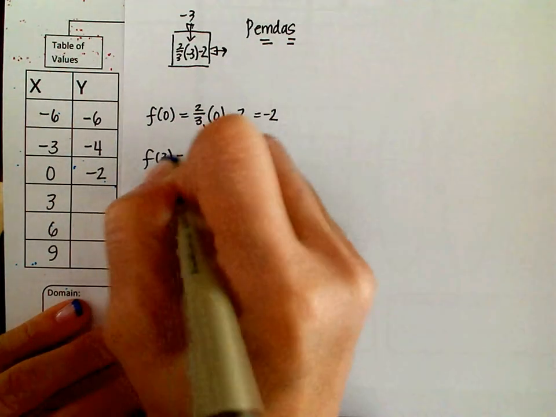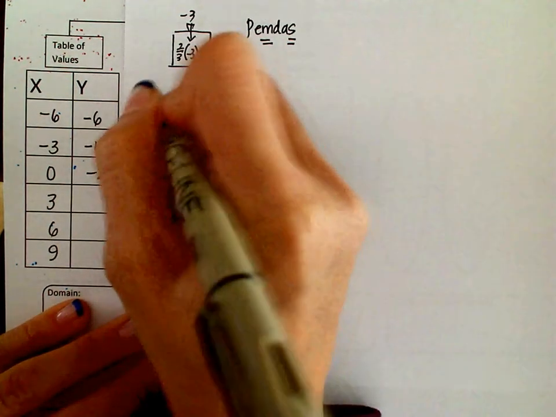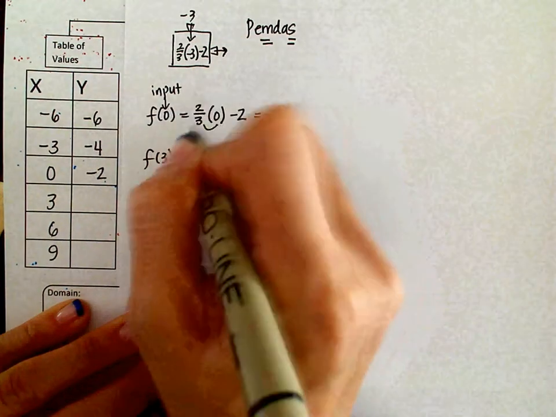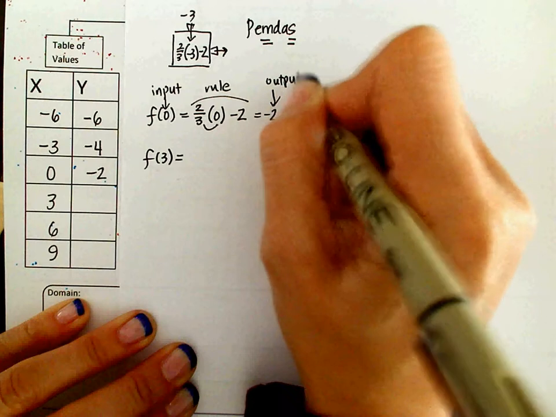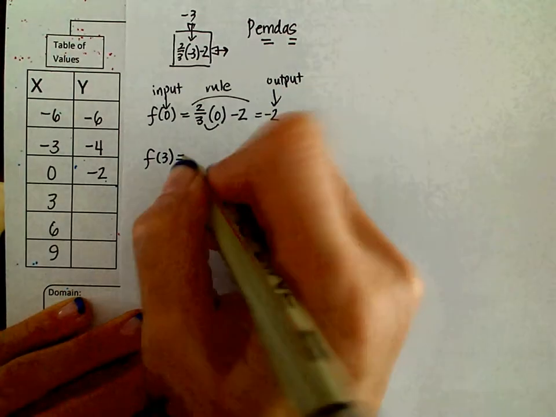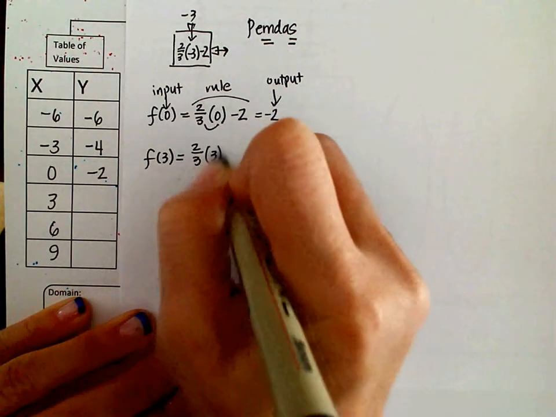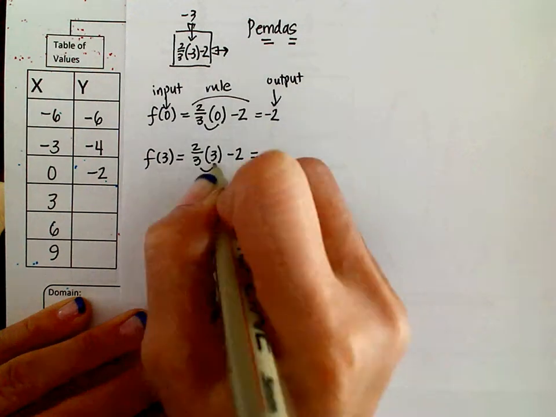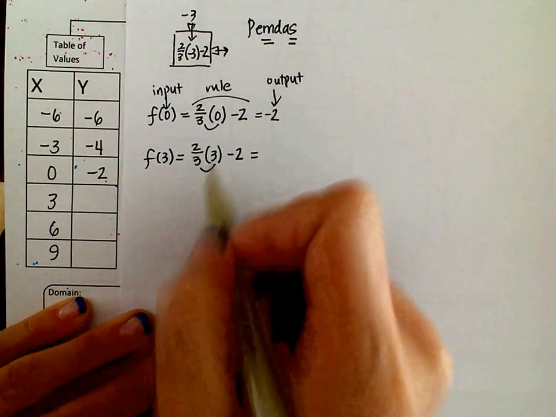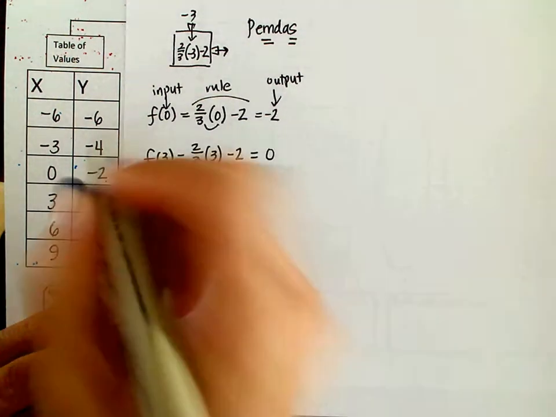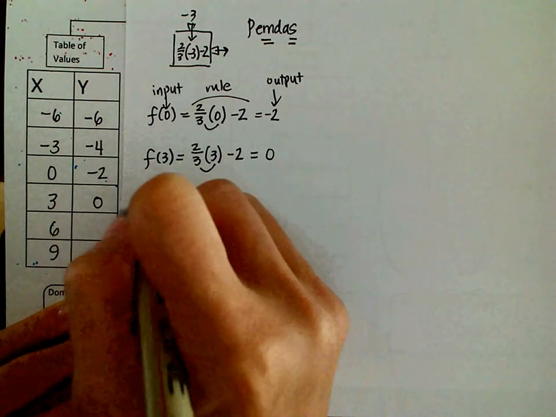Okay, so now let's try f of 3. So that's our input. These are always our inputs. Then we apply the rule to it, and then this will be our output. So f of 3 is going to be 2/3 times 3 and then minus 2. Multiply these. Again, pause, do this on your own, then check.